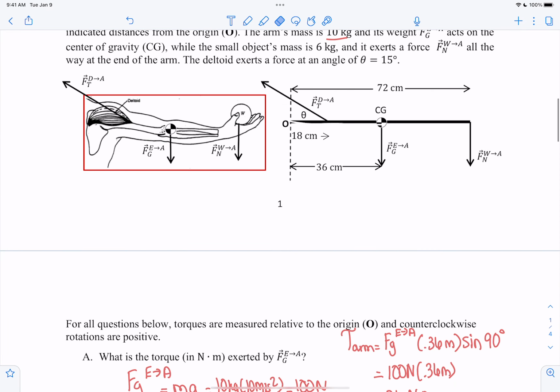And we use the radius here, the full radius, which is 0.72 meters. So we just look at the entire distance here, 0.72, the location of where that force is acting.